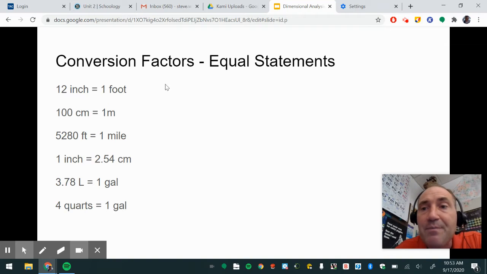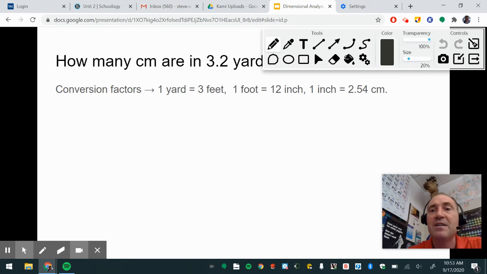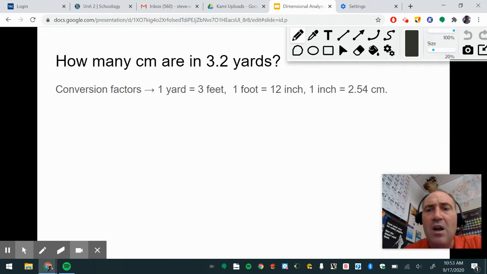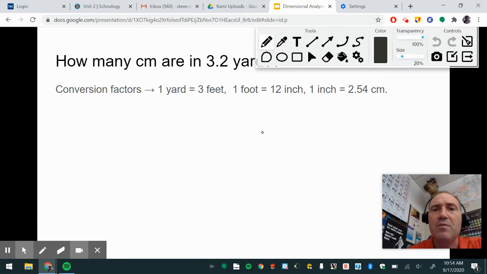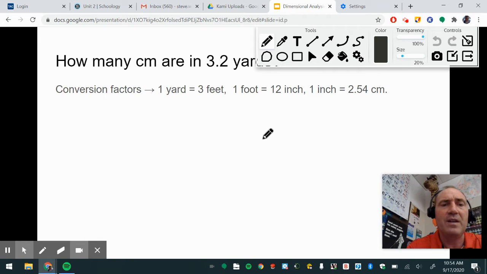Okay, ready? Here goes. This is a typical type of problem that you must solve in my class. So good luck with that. All right, here is the problem. It says, how many centimeters are in 3.2 yards? Okay, this is a very important problem. Where you start in these problems is you always start with whatever they give you. So that's 3.2 yards.